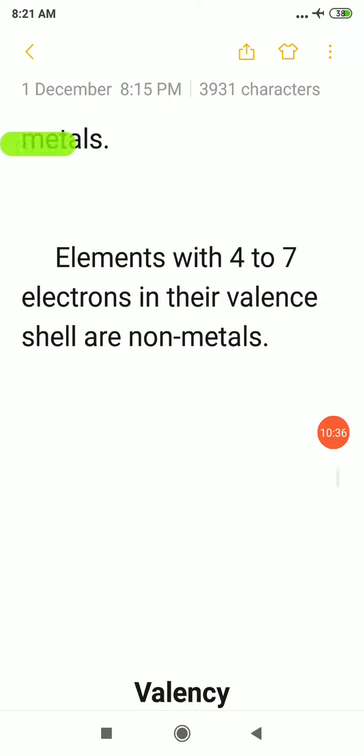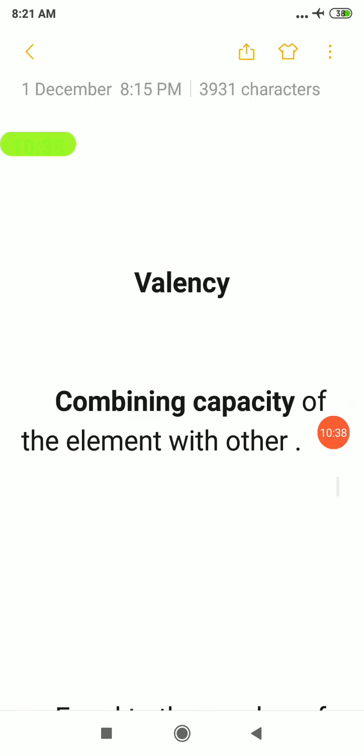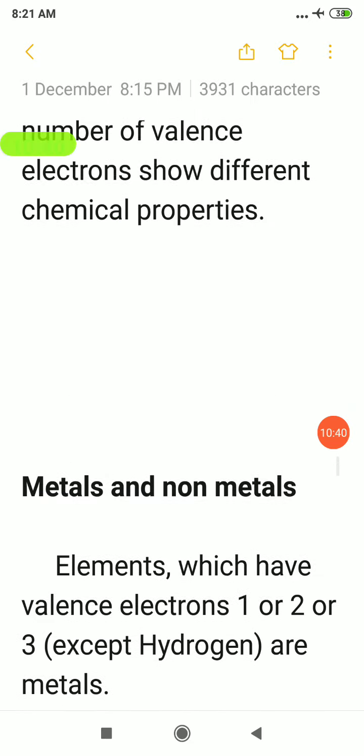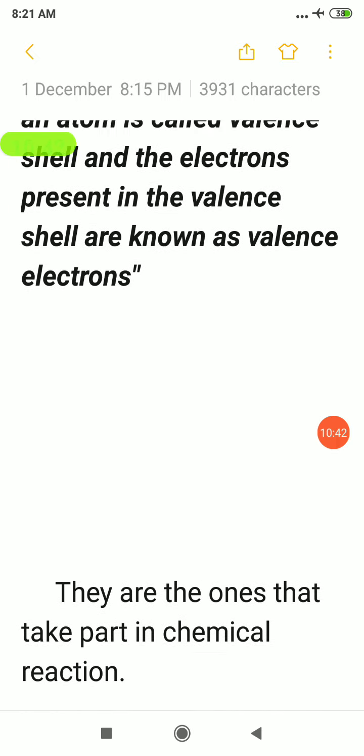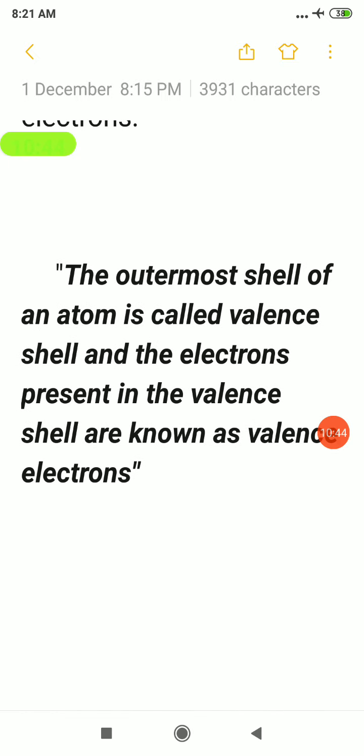So with valence electrons over, what are the things we have seen? What is valence electron? What is valence shell? The outermost shell of an atom is called the valence shell, and the number of electrons present in the valence shell are called valence electrons. Why are these so important? Because valence electrons are the ones which take part in the chemical reaction.